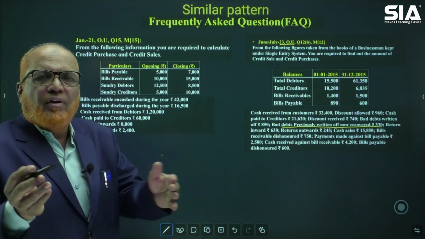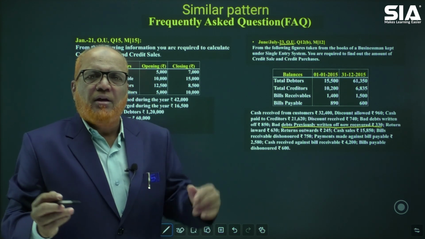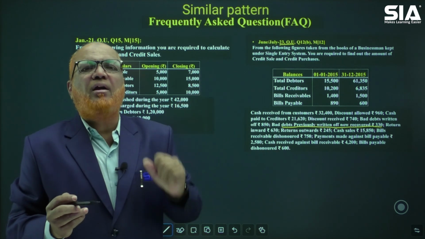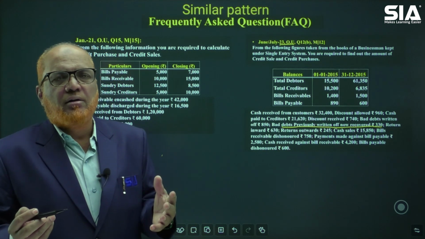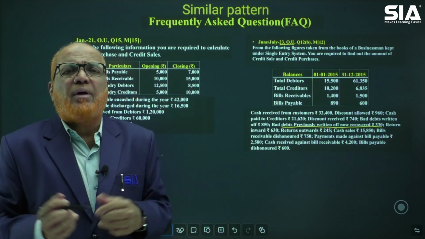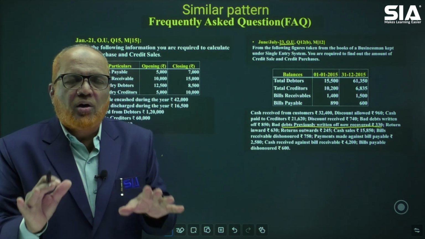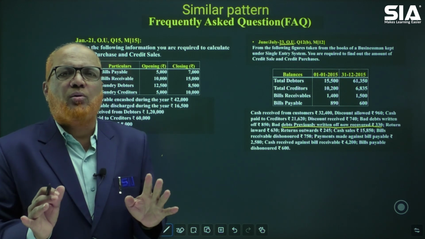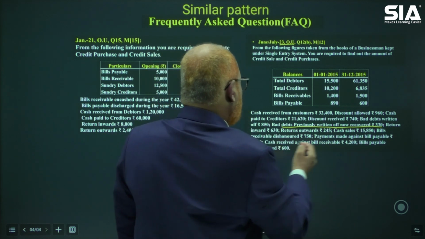New point. When we receive the amount from bad debts recovered, the entry will be cash account debit to bad debts recovered account. A new account is opened for bad debts recovered. So entry: cash account debit to bad debts recovered. But we are not preparing bad debts recovered, so ignore this entry. This entry will not come in total debtors account and bills receivable. Just you have to ignore. Bad debts recovered. And secondly, payments made against cash received.